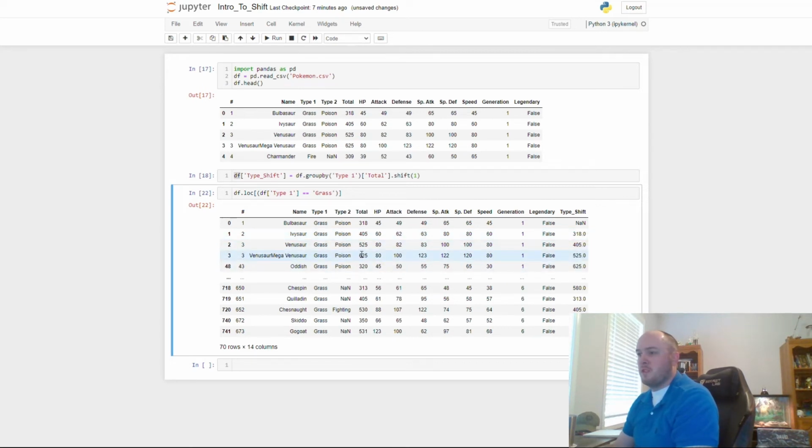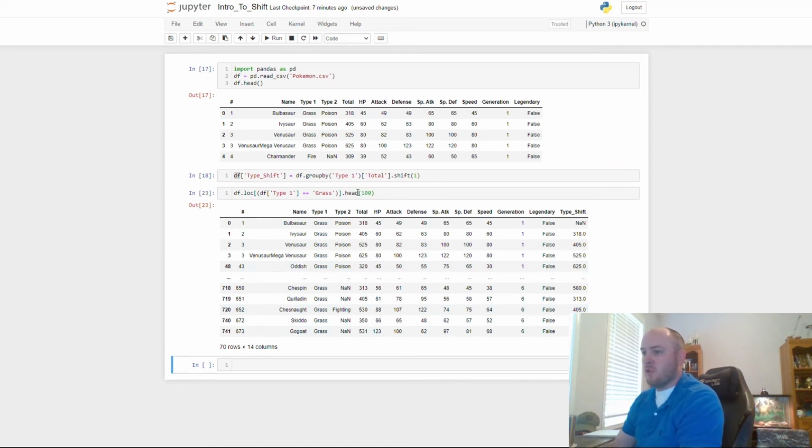But here's where the true magic comes in. So you see here that 1, 2, 3, 4. So it would make sense that these guys would shift down, right? So 318 went to here, 405 went to here, 525 went to here. But see here, this one is 43. This would not be the next in the list, but it's another grass type Pokemon. But it received the 625. So if you had a smaller scale of data, you would be able to see more. I don't think we have it set where it would be able to show more than this. Yeah, I didn't think so.